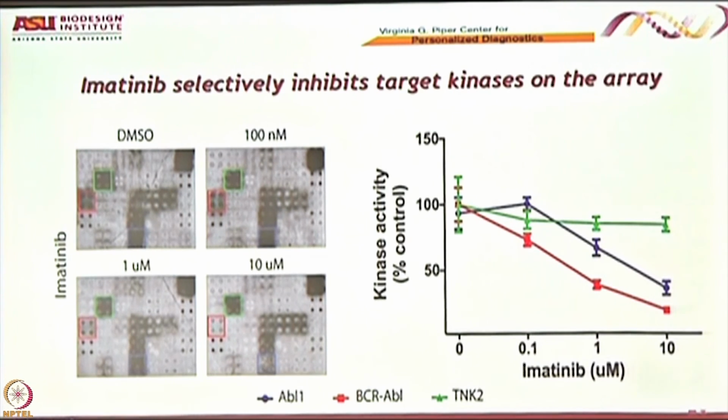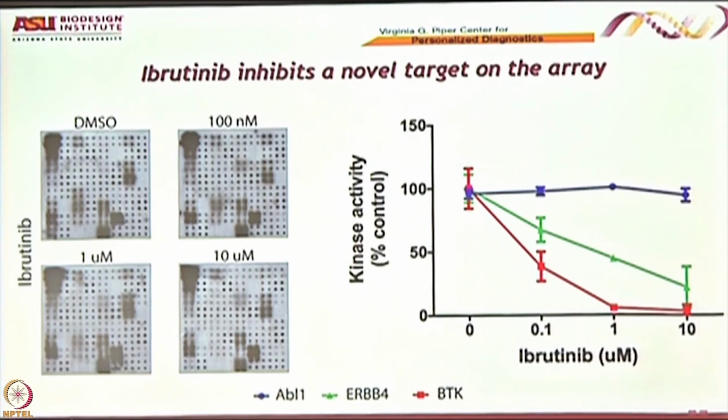So we did a number of studies like this to convince ourselves that the array platform was behaving as we expected. And then we decided, now can we discover something new with that? And so we started treating the array with other kinase inhibitors. And what we looked for in particular was, were these kinase inhibitors ever hitting a kinase that we didn't expect them to hit? And one of the first ones that Fernanda found was this one. So Ibrutinib is a drug that's used to treat an enzyme called BTK, or Bruton's tyrosine kinase.